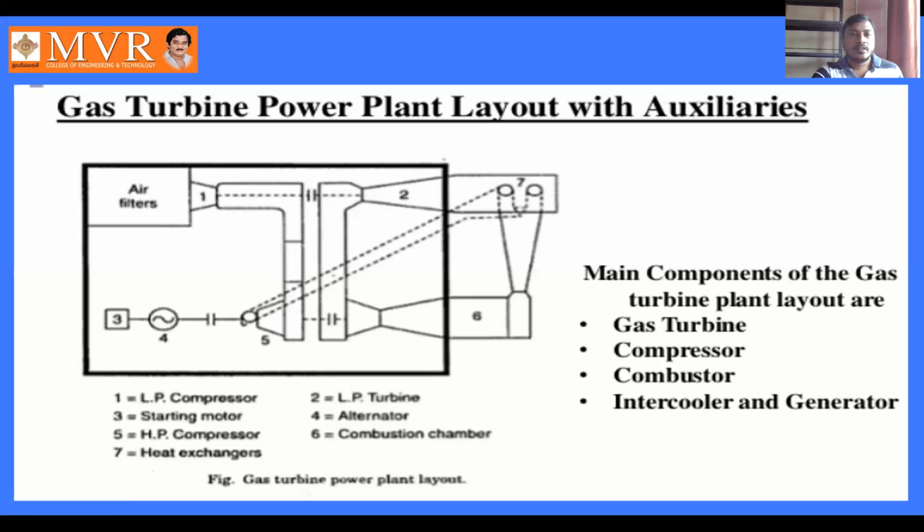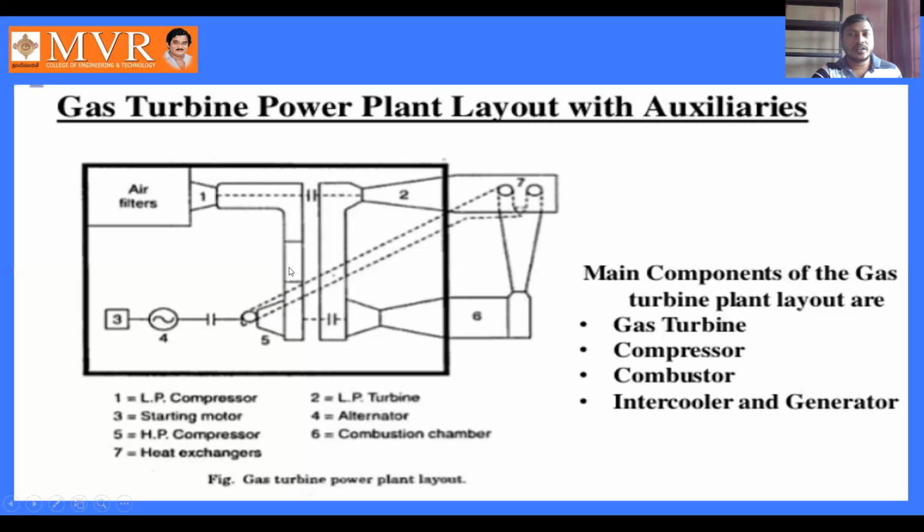After compression, with high pressure and temperature, the air enters the intercooler. This part is the intercooler. The intercooler is used to cool the air coming out of the low pressure compressor, and after cooling, it enters the high pressure compressor.